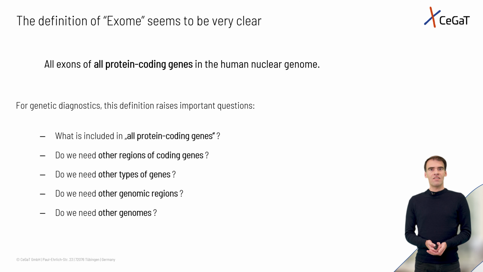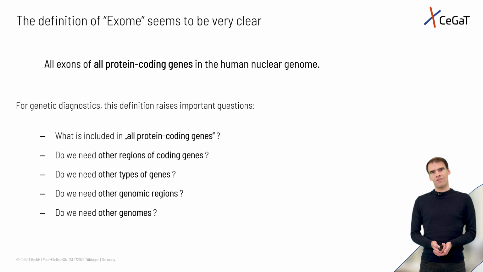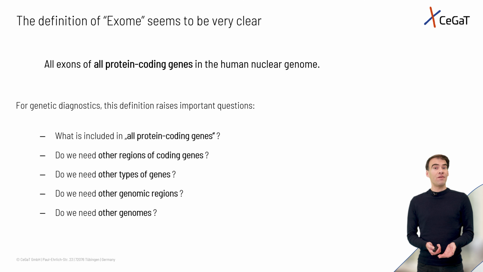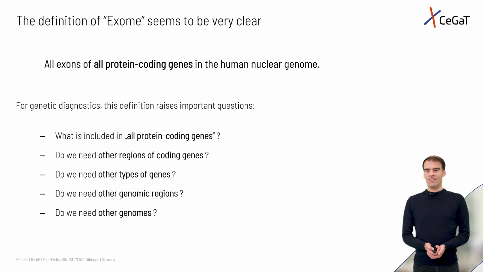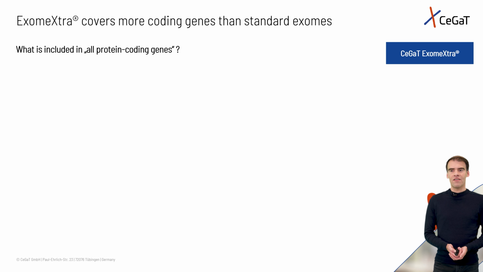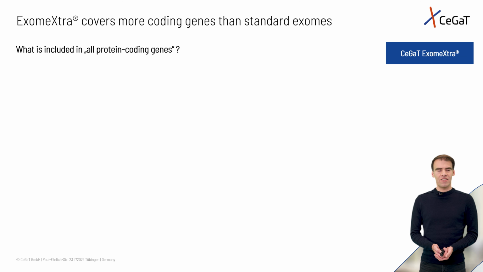Are there other regions in these genes that we want to look at? Are there maybe other types of genes that are interesting? Are there other genomic regions we should assess? And also maybe there are other genomes that we should look at. We will look at all these questions one by one. Let's start with what is included in all protein coding genes.